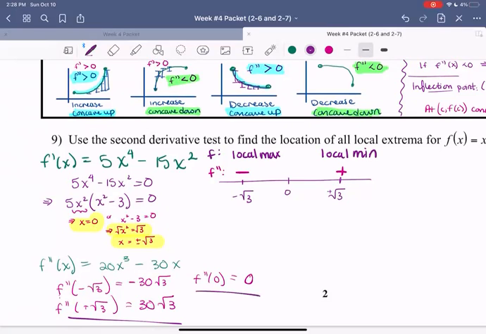So now what about f double prime of 0, which is 0? Well, unfortunately, that doesn't give us any information about the concavity of our graph. So this information is inconclusive. When the second derivative is inconclusive, we need to consult the first derivative again.